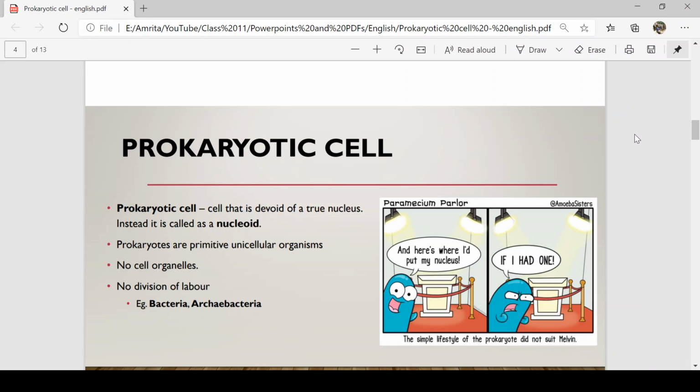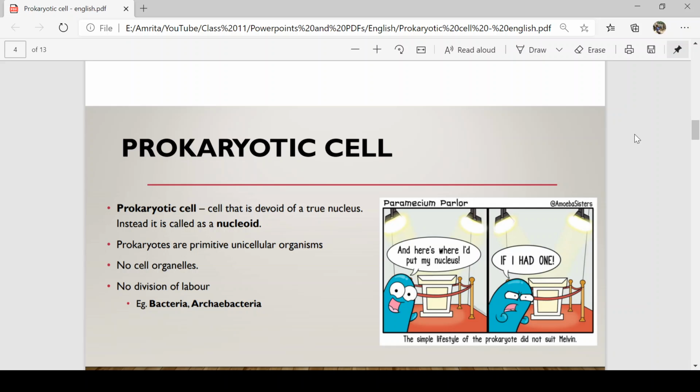So before we move on, quick recap. What is a prokaryotic cell? A cell that does not have a true nucleus. I think everybody is quite familiar with what true nucleus means. True nucleus is when inside a cell there is a nucleus which is covered by a nuclear membrane. If that kind of a structure is present, we call that a true nucleus.